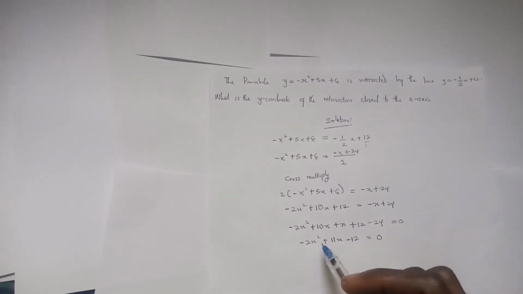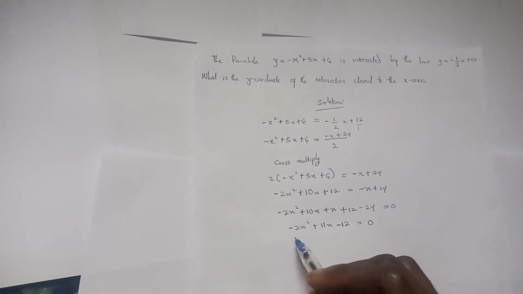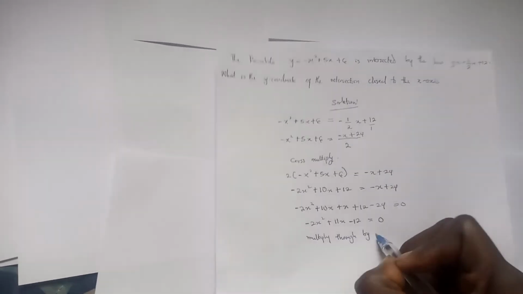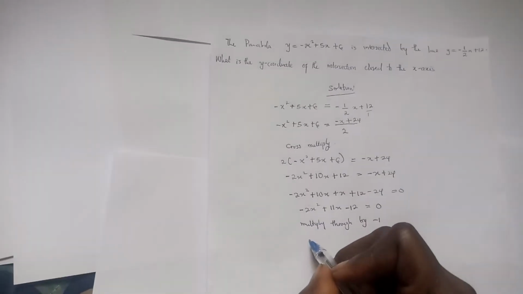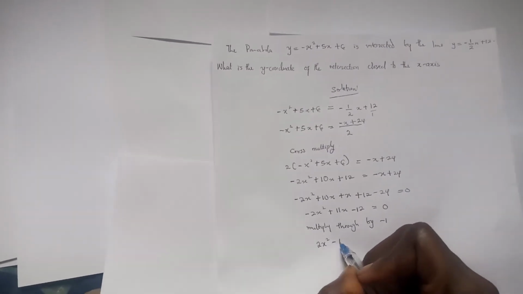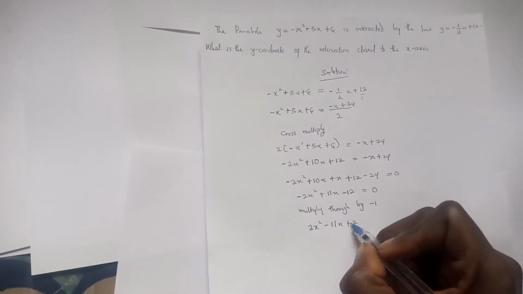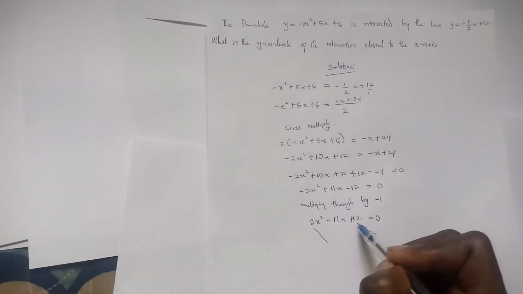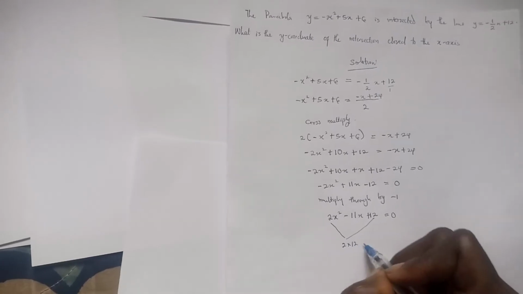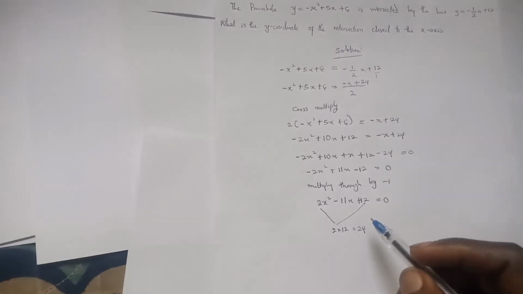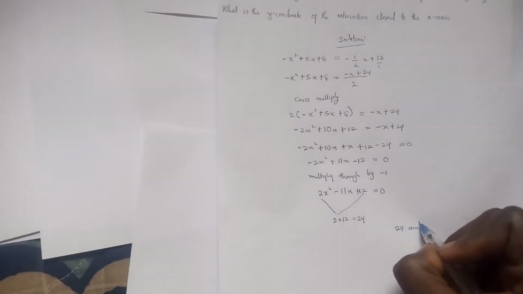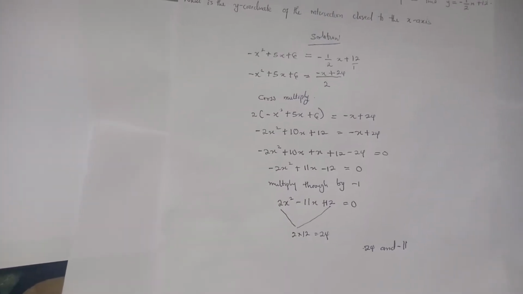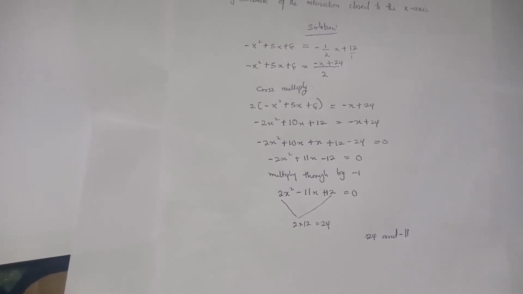Now this has changed to a quadratic equation. For us to make it easier, you multiply through by minus 1. So minus times minus, there will be what? Plus. So you have 2x squared minus 11x plus 12 equals to 0. Now if you want to solve this quadratic equation, you multiply this 2 by 12. 2 times 12 will give you what? 24. Now we have two values here, 24 and minus 11. If you want to solve this, you have to look for what you can add together that will give you minus 11, and you multiply, that will give you 24.